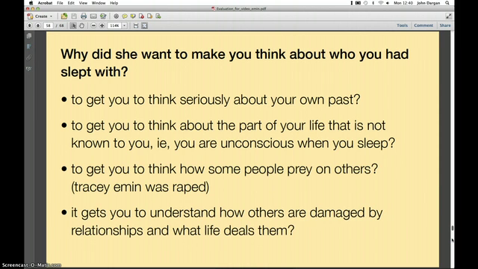I'm just supposing these things, but does it help you to think seriously about your own past? Does it help you think about the part of your life that isn't known to you, your sleep, your unconscious? Does it get you to think about how some people might use or prey on other people? I think it's well known, if you know anything about Tracey Emin, that she was raped as a young woman. Does it get you to think about or understand maybe better how others are damaged by relationships or what life throws at them?